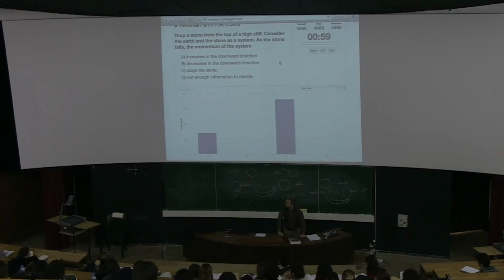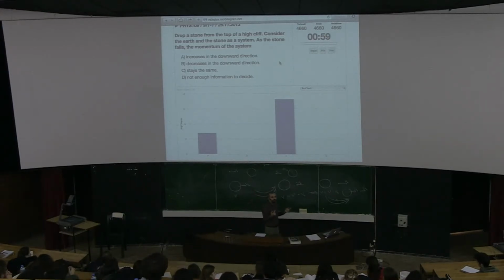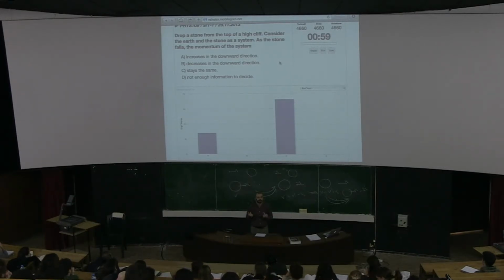So, any defense from the A side to that explanation? He said that there are two forces, the force acting on the Earth and the force acting on the mass. So the change in the momentum is proportional to the sum of these forces, but the sum of these forces is 0, so the momentum cannot change.